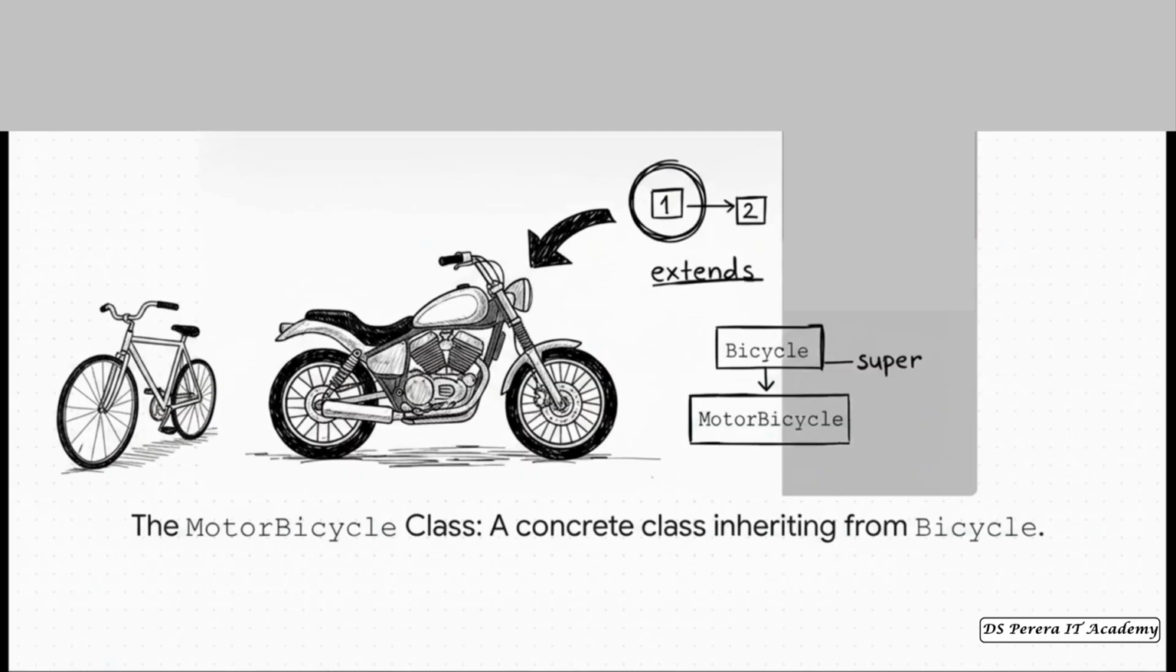And to get a unique engine number, we use a private static int. The static keyword is the magic here. It means this variable belongs to the motor bicycle class as a whole, not to any single object. So every time a new motor bicycle is made, this counter goes up, guaranteeing a unique number for each one.